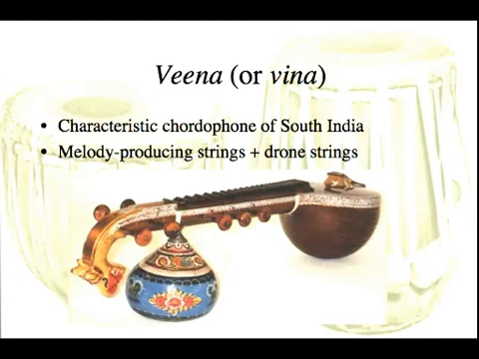The most representative melodic chordophone, as I mentioned before, is the veena, spelled several different ways here. The characteristic chordophone of South India. It has melody-producing strings and drone strings, so although the drone may be produced by another instrument or by the digital drone box, this melodic instrument also has its own drone strings.